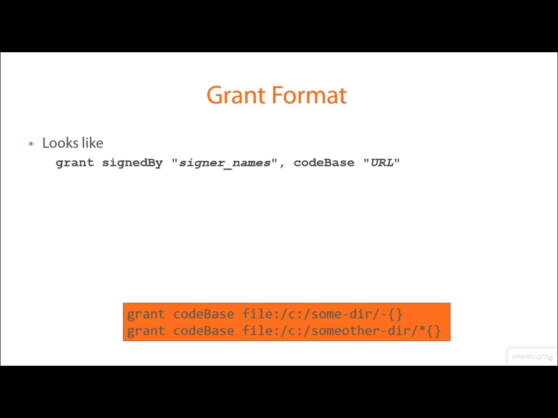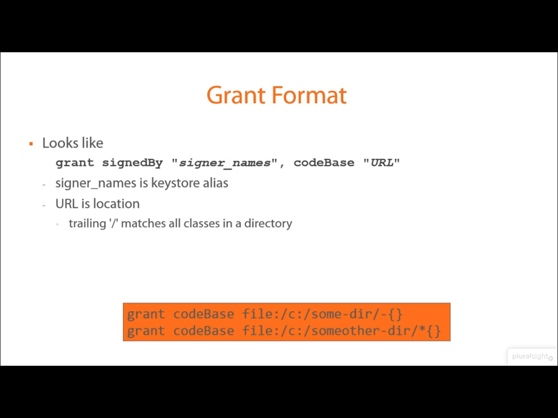So the specific format is this. We can say grant and then signedBy with a list of signer names, or codeBase, and codeBase then is a URL. If we have signedBy, the signer names is an alias into the Java keystore, and we'll see more on how that works a little later in this module. The URL is obviously a location, and it could be a file location or a network location.